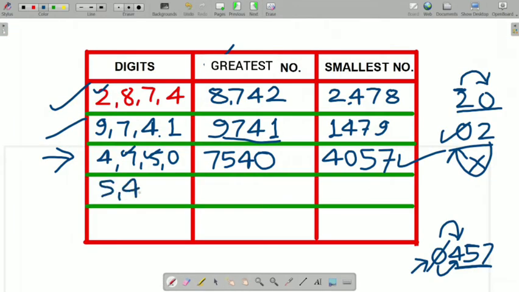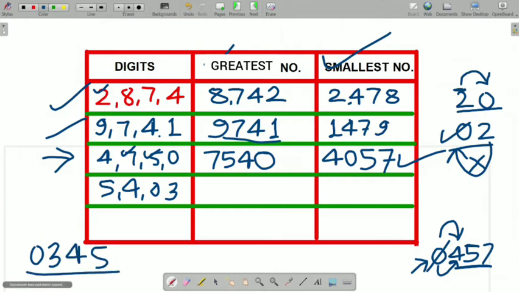5, 4, 0 and 3. So let me make the smallest number first. For the smallest, 0 is the smallest digit, then what is greater? 3, then 4 and then 5. Okay, so here we will not use 0 at first. We will use 3 for the smallest, then we will use 0, then 4, and at last we will write 5. 3045 it became. In this way we can find the smallest number.